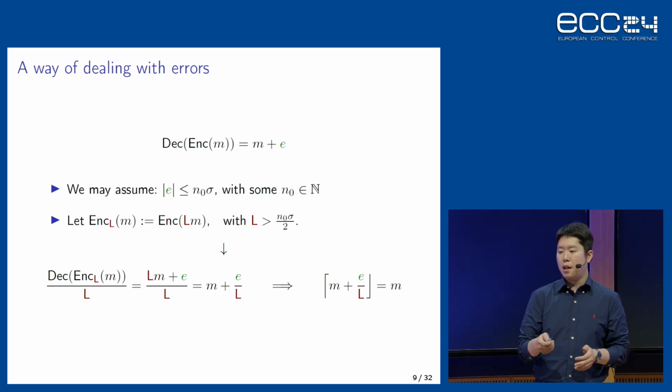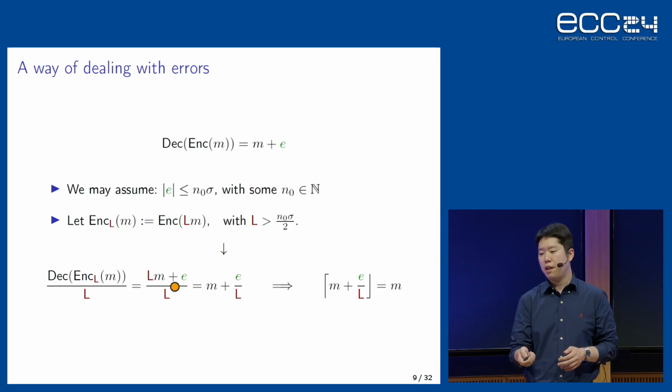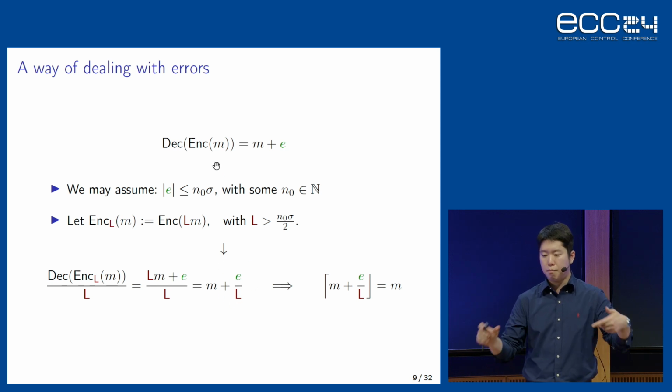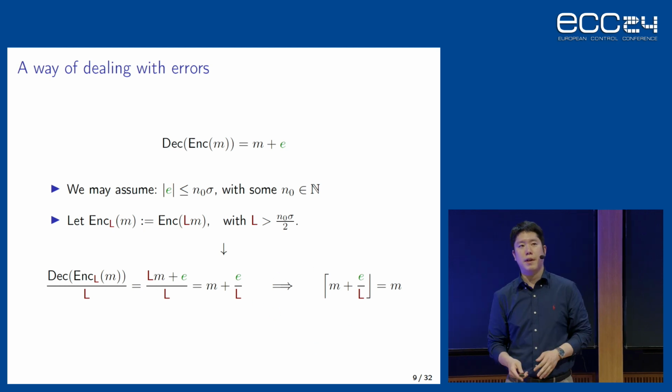This is because when you decrypt the scaled message, you will obtain the message scaled by the number L plus a small error. But we have assumed that this number L is sufficiently large, so that when we divide by the number L again, we have this second term, which we can assume is sufficiently small. Then, by taking the rounding operation, we can obtain the original message without the effect of error. So far, so good. Now we can encrypt the message, and we can decrypt the message.